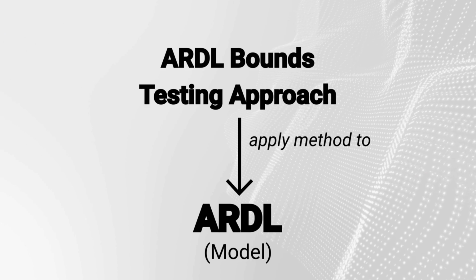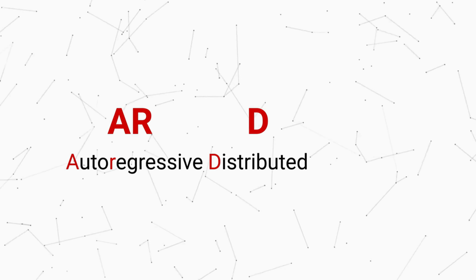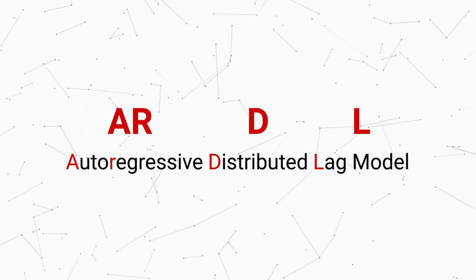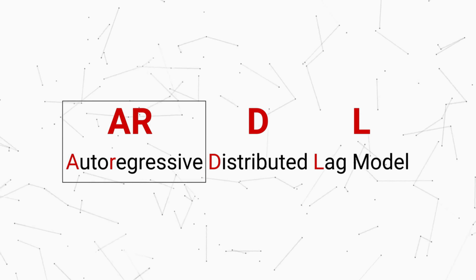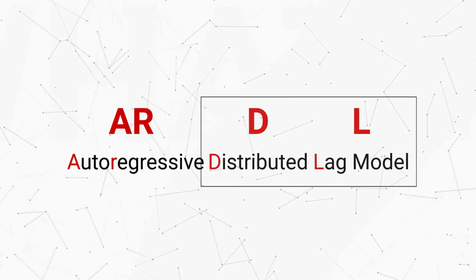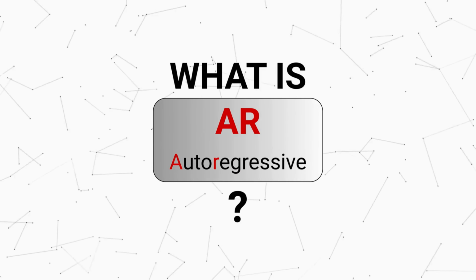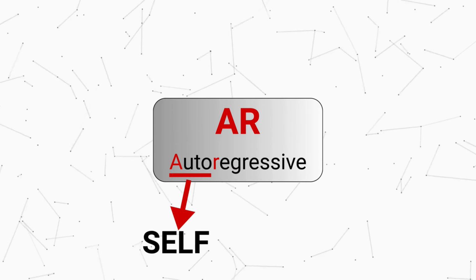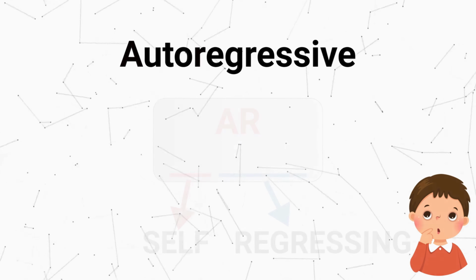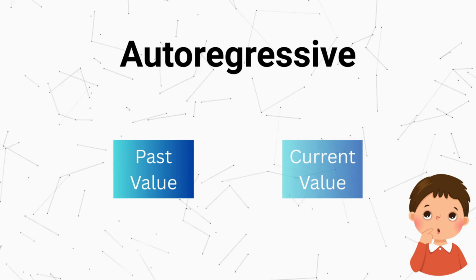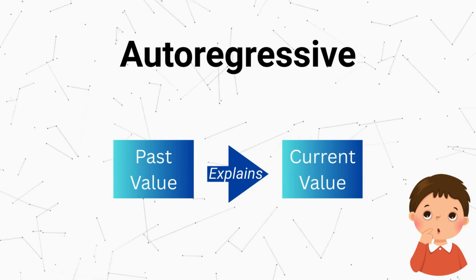Let's first see what ARDL actually stands for. It's the Autoregressive Distributed Lag model. And right there in the name, you get its two main components. The first is the autoregressive part, and the second is the distributed lag part. So, what exactly is the autoregressive part? Well, auto means self in Greek, and regressive means regressing. So, it simply means that the current value of a variable is explained by its own past values.